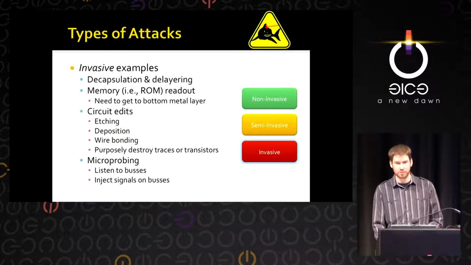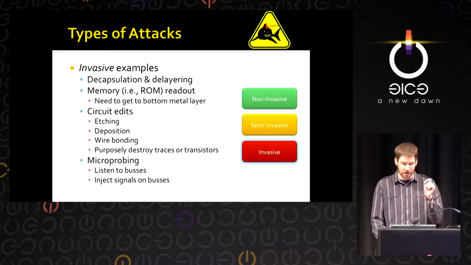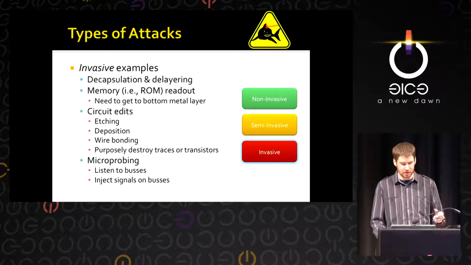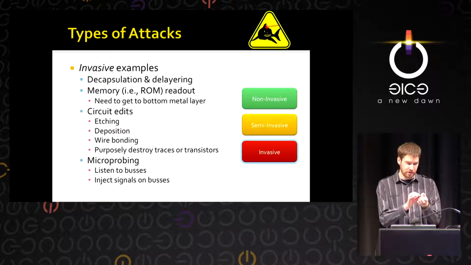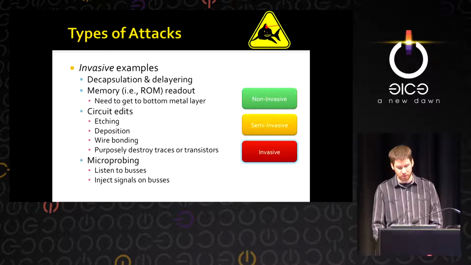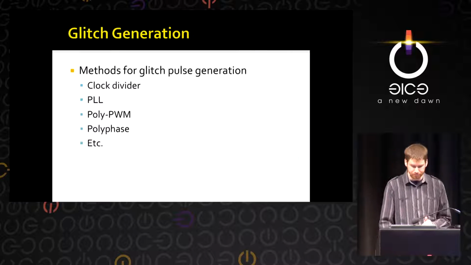And then you can also purposely destroy traces or transistors at this point if they're causing some sort of functionality you don't want. And finally, you can do micro-probing. When you've got really, really tiny, for example, tungsten needles, you can actually stick them down on the surface of the chip and either listen to what's going on, or drive a signal back into the core of the chip somewhere. So that kind of concludes the different classes of attacks, from cheapest to most expensive.